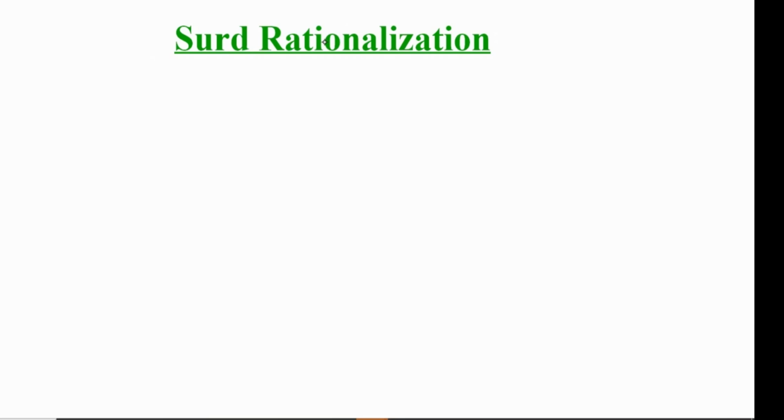Surd rationalization. The main idea of rationalizing the denominator of a surd is that in mathematics, it is considered improper to leave a surd in the denominator of a fraction. Now, this is what we are saying. If we have a fraction as a over square root of b, this is a fraction, and we can see that the denominator here is a surd. Because the denominator here is a surd, it is improper to leave it as that, which means we have to do something about it.